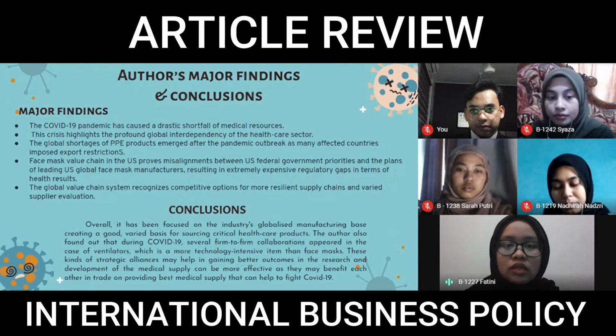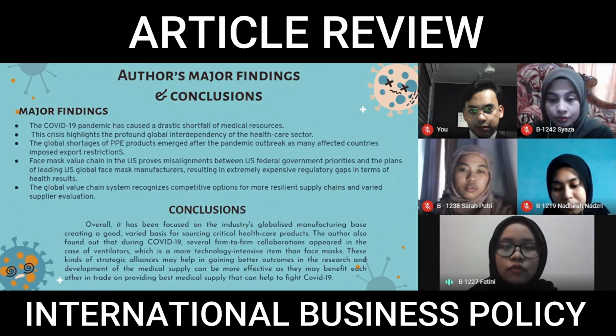The face mask value chain in the US proves misalignments between US federal government priorities and the plans of leading global face mask manufacturers, resulting in extremely expensive regulatory caps in terms of health results. The global value chain system recognized competitive options for more resilient supply chains and varied supplier evaluation. In conclusion, it has focused on the industry's globalized manufacturing base, creating a good, varied basis for sourcing critical healthcare products.